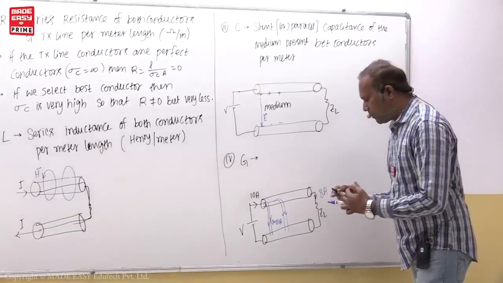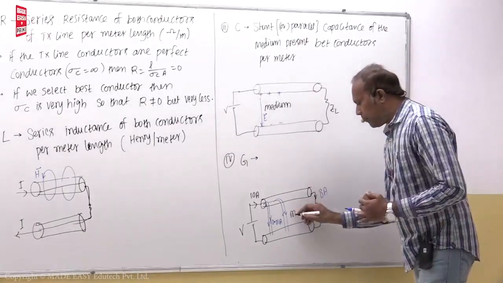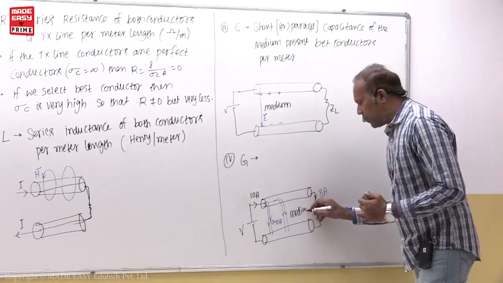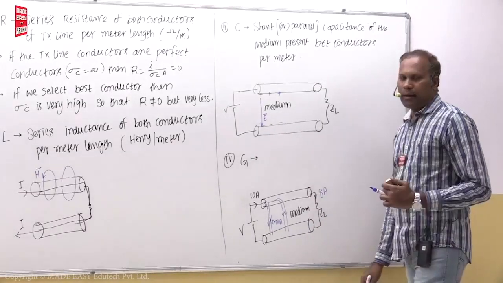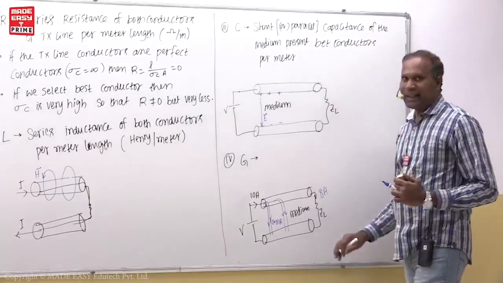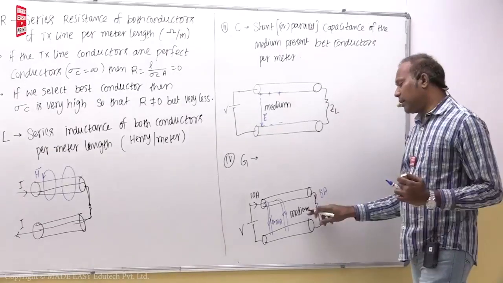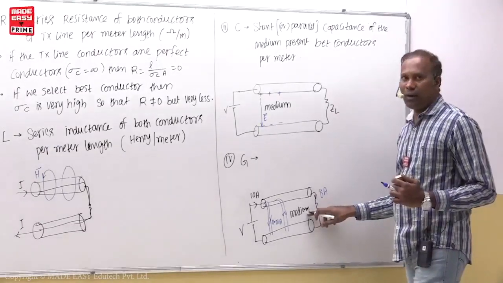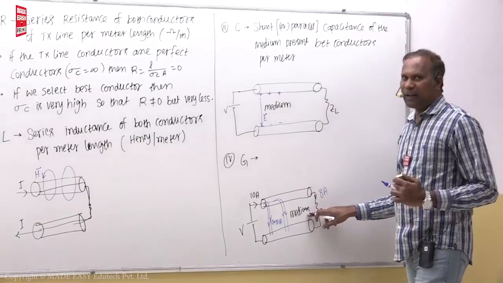If you want to have a current, then there should be a conductor. So let us take one conductor here. In this conductor, let us say I1 current is going.